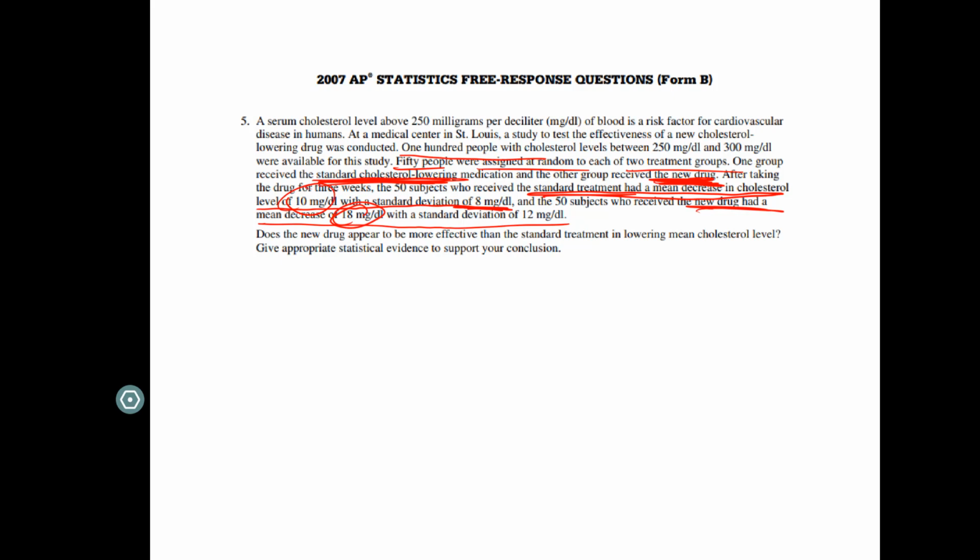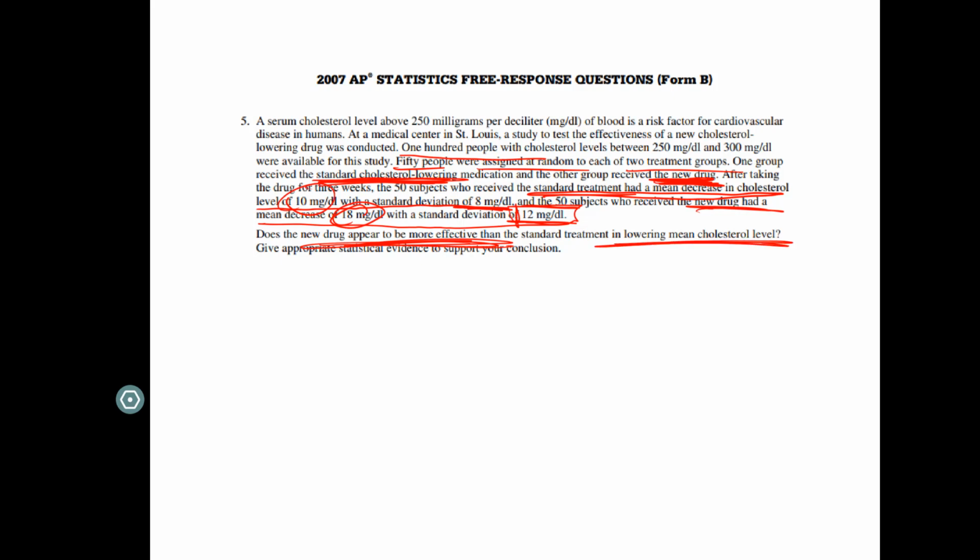Well, again, how do we know this is consistent? We have a lot of variability with this newer drug, so maybe there's a problem. So, does the new drug appear to be more effective? That's our question. More effective than the standard treatment in lowering the mean cholesterol levels.